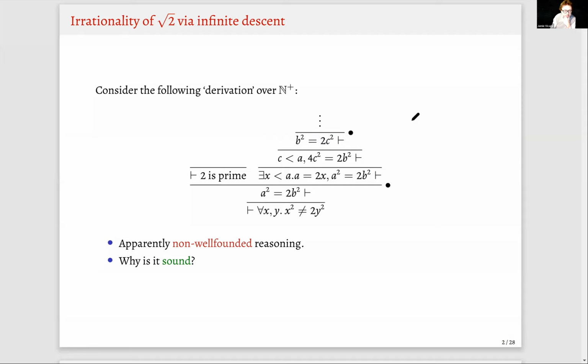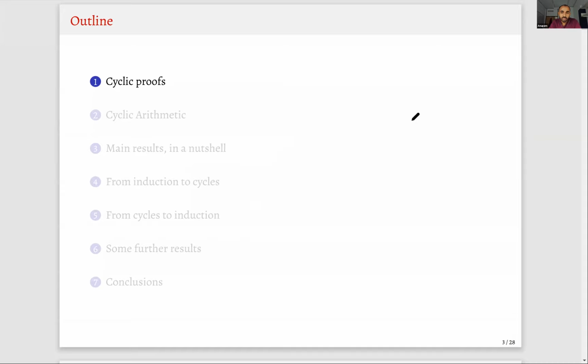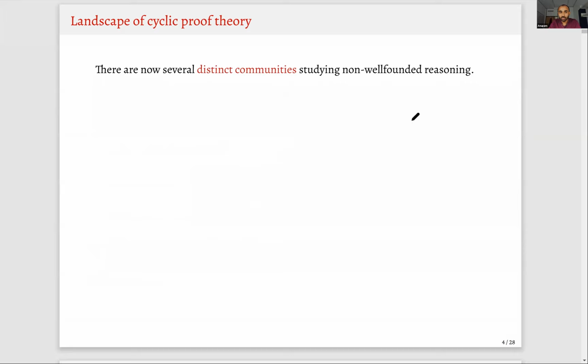So let me say a little bit about cyclic proofs. And like I said before the talk, there are many distinct communities now studying non-well-founded reasoning. And my personal experience with it is, of course, very biased and very personal. But I just want to point out some of the things that I've been aware of in the literature.